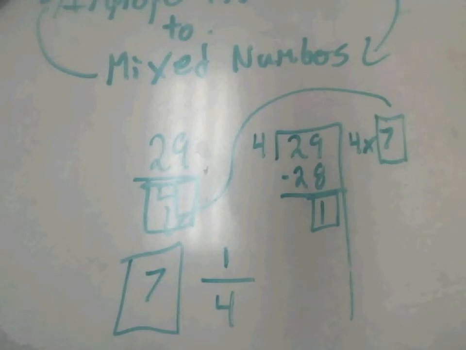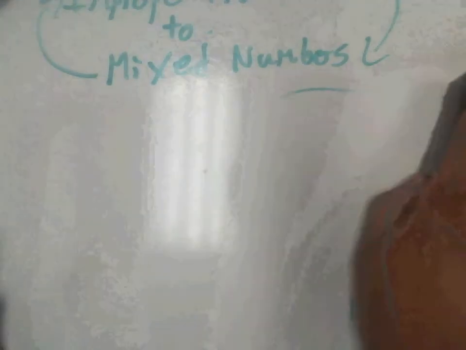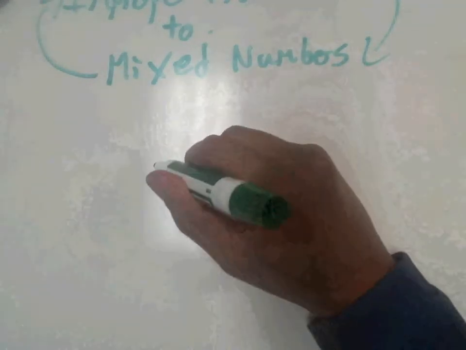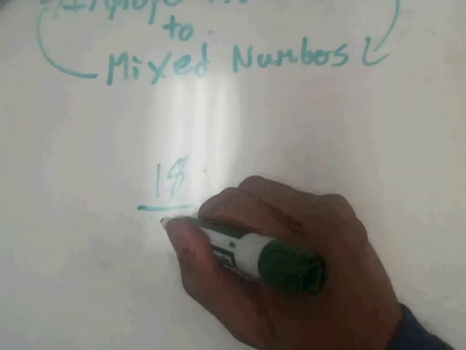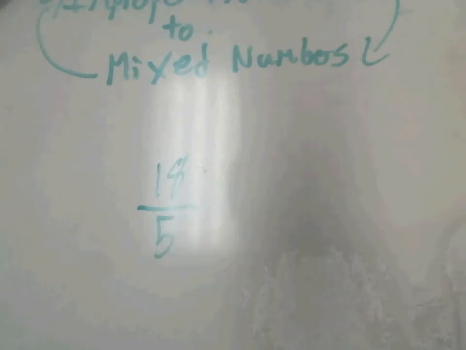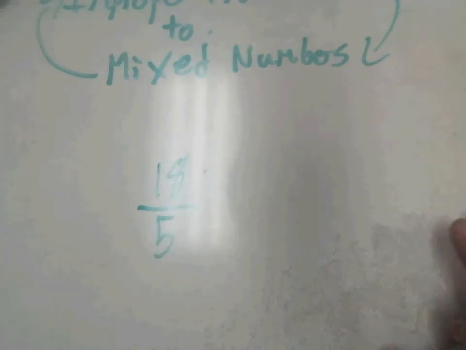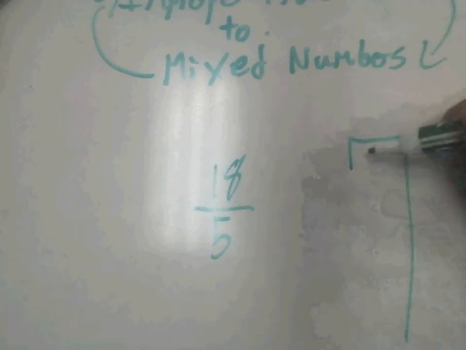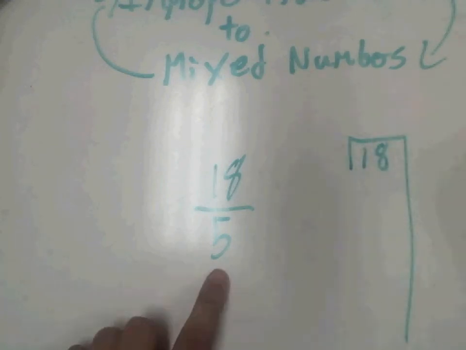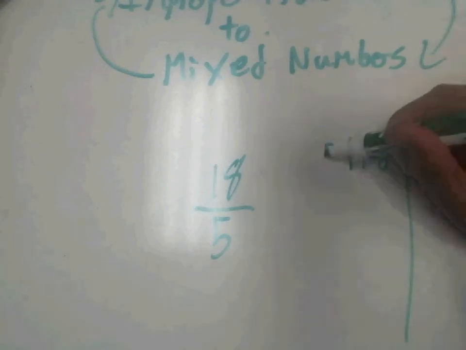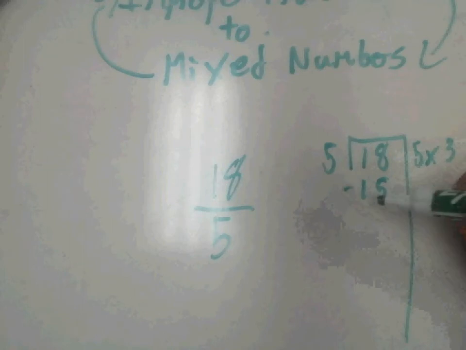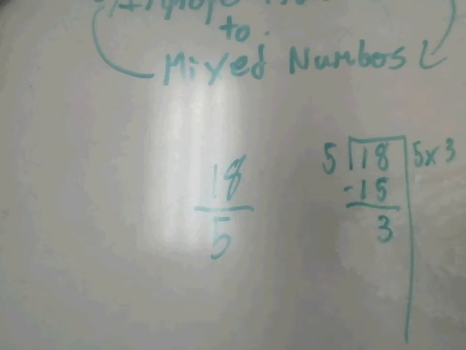So let's try another one very quickly. Let's take 18 fifths. So we're going to do the exact same thing. We are going to divide our numerator, which is 18, by our denominator, which is 5. 5 times 3 is going to get us 15. We're going to subtract that, and we've got our remainder there.